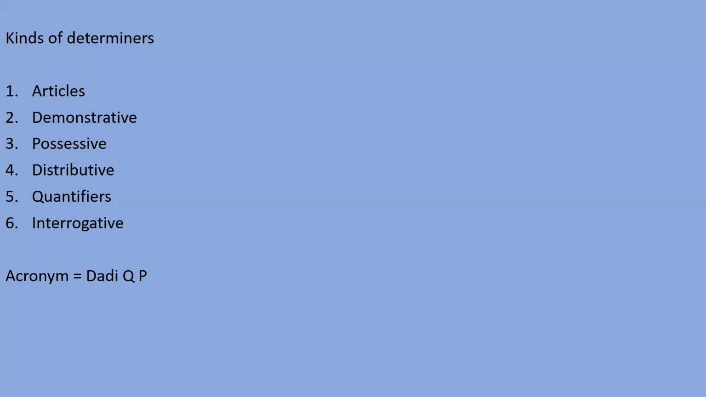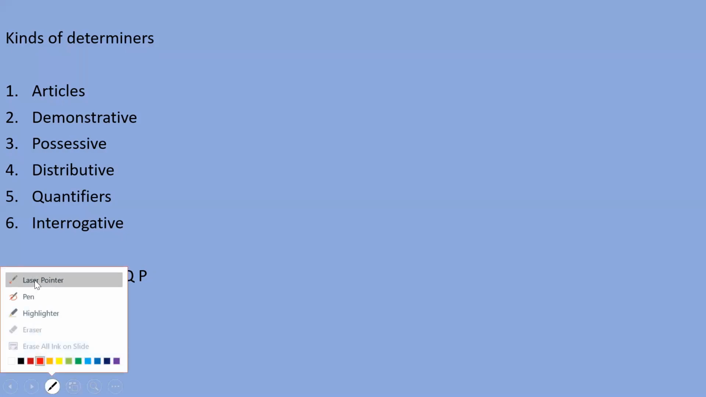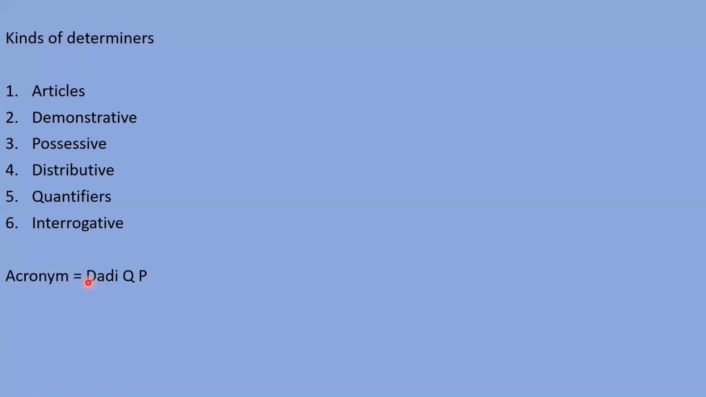By each letter of this acronym, there are types of determiners: D for demonstrative, right? Let me do some setting. Please wait. D for demonstrative, A for article, D for distributive, I for interrogative, Q for quantifier, and P for possessive. So if you forget the types of determiners, just learn this acronym, Dadi QP, and by this you will know the names of the determiners, right?